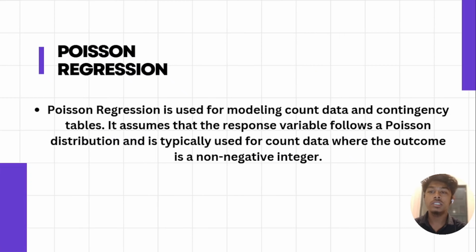Now, what is Poisson regression? Poisson regression is used for modeling count data and contingency tables. It assumes that the response variable follows a Poisson distribution and is typically used for count data where the outcome is non-negative, meaning it counts non-negative integers. It is a form of linear regression but advanced.